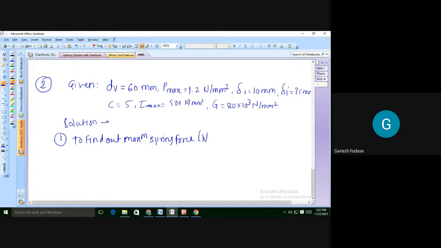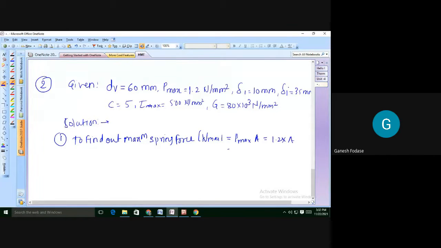Okay, we can write W max. Here it is, we need to find out this. And it is very simple. We know that any force is equal to pressure into area. So P max into area. How much P max is? 1.2 is given. Into area, find out area. Area is 5/4 into d square. So just that area we have to put here, P max into area, we get value of W.